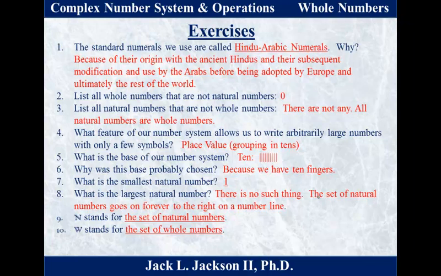What's the smallest natural number? 1 is the smallest natural number. What's the smallest whole number? 0. What's the largest natural number? Well, there is no such thing. The set of natural numbers goes on forever to the right on a number line. So there is no biggest or largest natural number. They increase forever without bound as we keep going. This funny looking N stands for the set of natural numbers, and the W stands for the set of whole numbers.